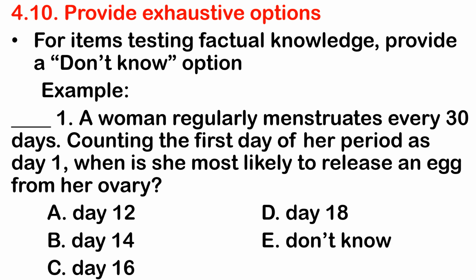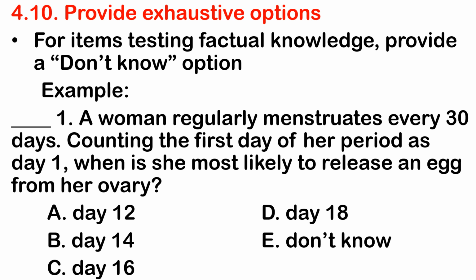Still on providing exhaustive options for items testing factual knowledge, provide a don't know option. Example, a woman regularly menstruates every 30 days. Counting the first day of her period as day 1, when is she most likely to release an egg from her ovary? The correct answer is day 16. But there are 3 wrong options, day 12, day 14, and day 18, and there is a don't know option.